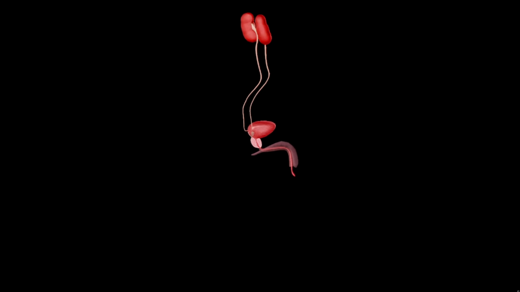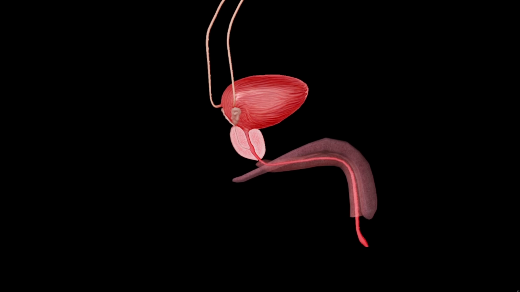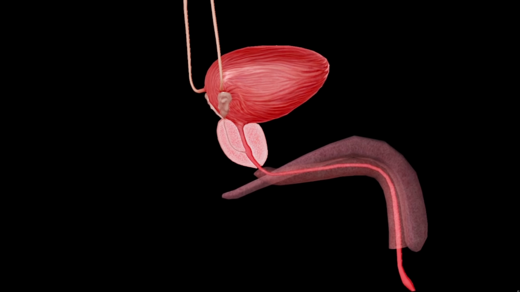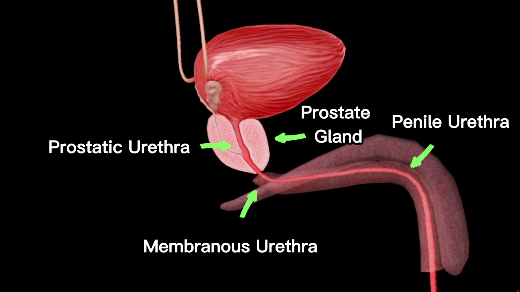The urethra is a tube-like structure that carries urine from the bladder to the outside of the body. In males, the urethra also plays a role in the ejaculation of semen during sexual intercourse. The urethra is divided into different parts, which can vary slightly between males and females. Prostatic urethra. This is the part of the urethra that passes through the prostate gland in males. It begins at the bladder neck and ends at the membranous urethra.